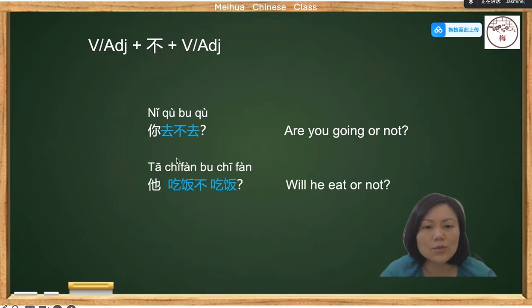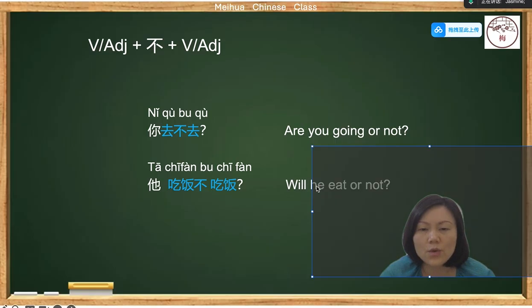Another one. 他吃饭不吃饭? Here, 吃饭 is also the predicate. It's a two-character word. It is the verb in the sentence. 吃饭 means eating, having a meal. So we just duplicate this verb and add a bu in between. 吃饭不吃饭. It means, will he eat? Will he eat or not? See the difference here? This is a one syllable word. This is a two syllable word.